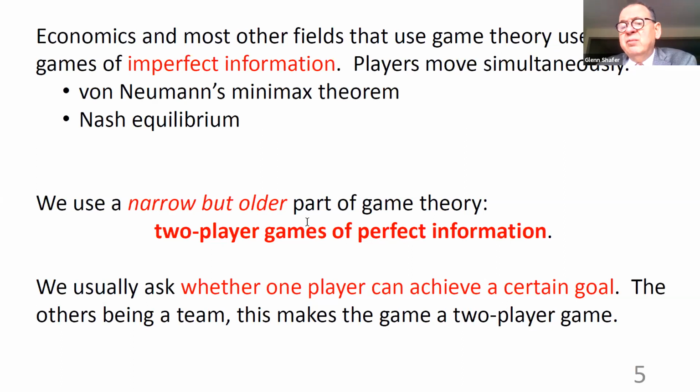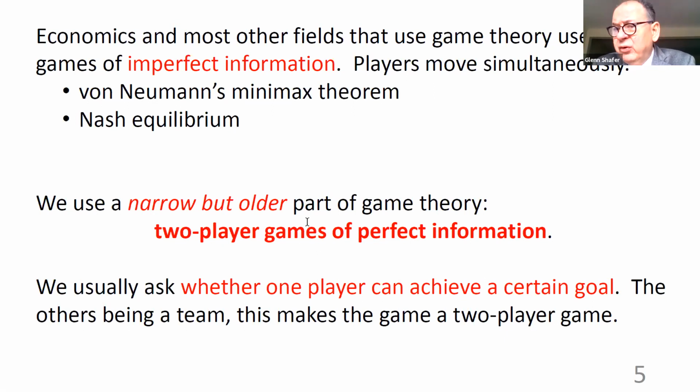Even before that, it was popular among intellectuals in the defense industry. So all of these people were using mainly games of imperfect information, which means the players didn't see each other's moves. This game-theoretic probability uses an older but very narrow part of game theory, two-player games with perfect information.